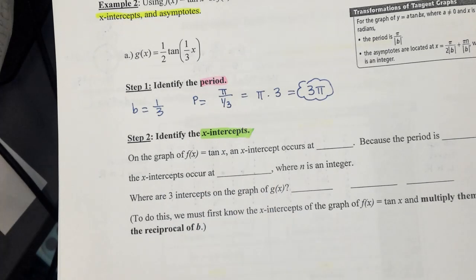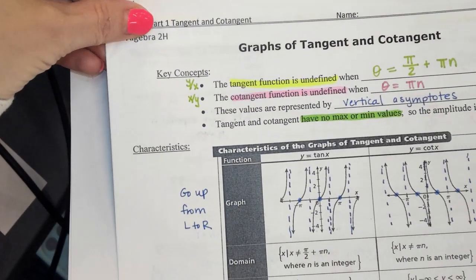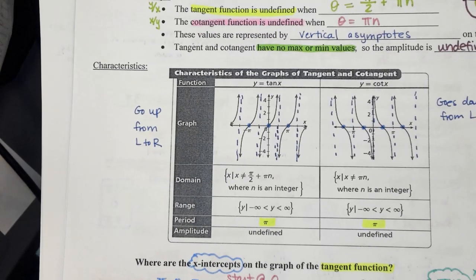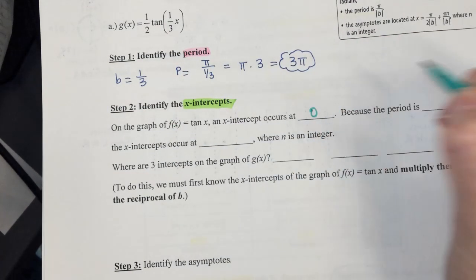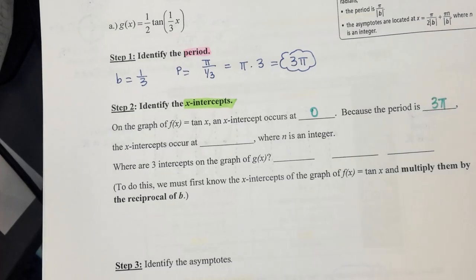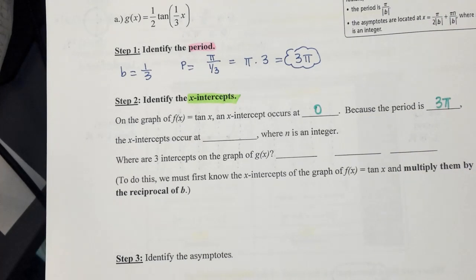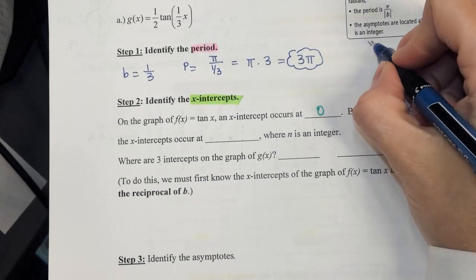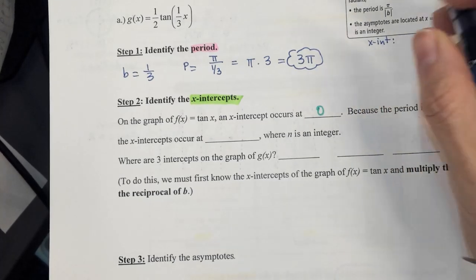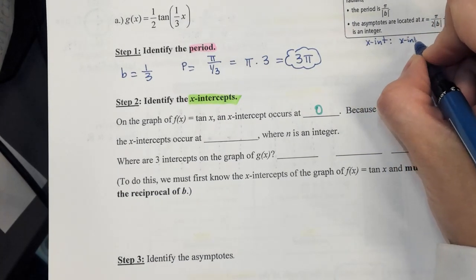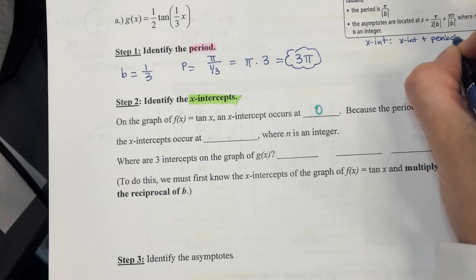So on our graph of the tangent, I'll show you guys mine. On the graph of the parent function, where is our first x-intercept? 0. So our first x-intercept we'd say is here at 0. So it occurs at 0. And because our period is 3 pi, we're going to use our equation for the x-intercepts. And we actually wrote that down below. Like it wasn't in your box. So remember, the x-intercept is just your x-intercept plus the period times n.